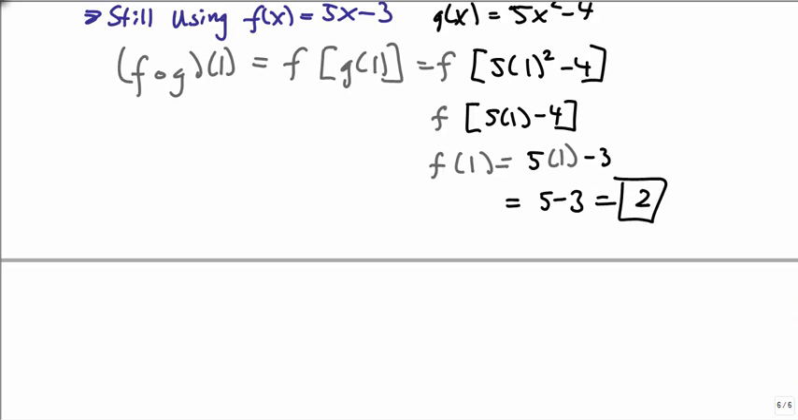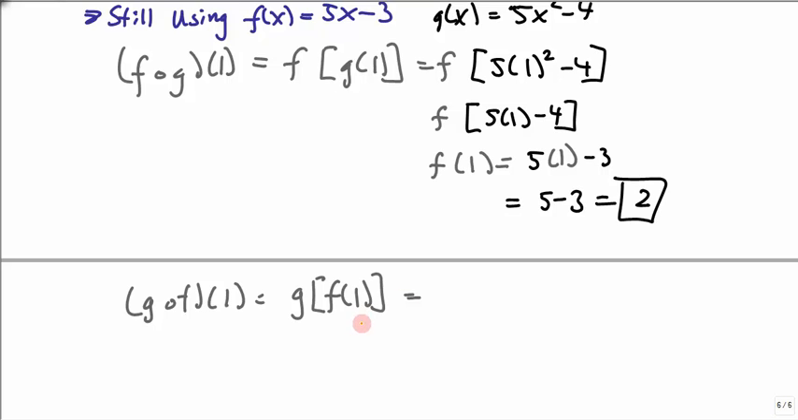So let's do the same thing for g of f of 1. That means everywhere in my function g, I'm going to plug in an f of 1. So I take the 1 and plug it into the f and get an answer, and take that answer and plug it into g.